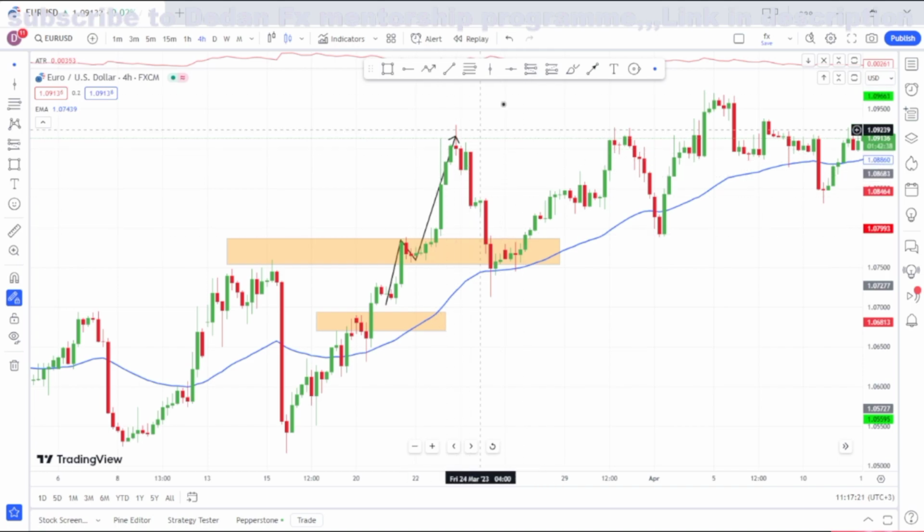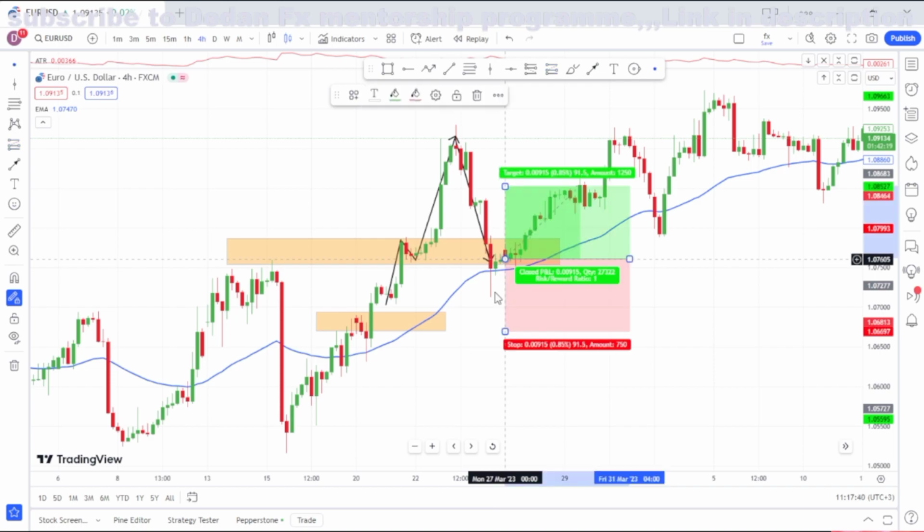After price gave this pullback, it gave me my entry reasons, which are two trend continuation candles, these two trend candles. Because we are in an uptrend, above the 50 MA, we expect our two trend continuation candles to be green candles, right?